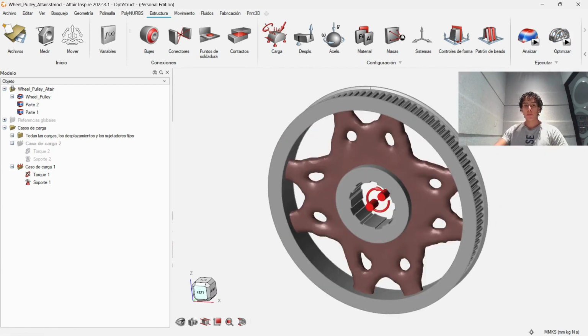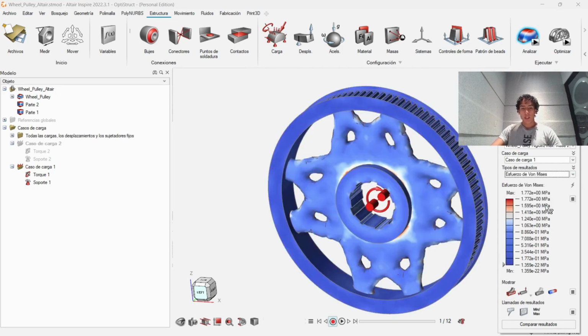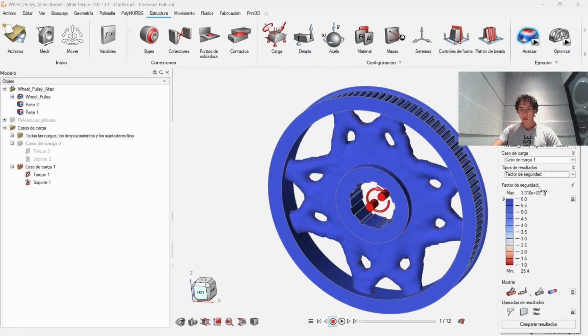Finally, to ensure proper functionality, I conduct an analysis of the optimized part. The displacement doesn't change much, but we can observe an increase in stress, which is normal. Also, the safety factor changes, but we can see that the entire part still has a safety factor greater than 6, ensuring safe use for its intended purpose.